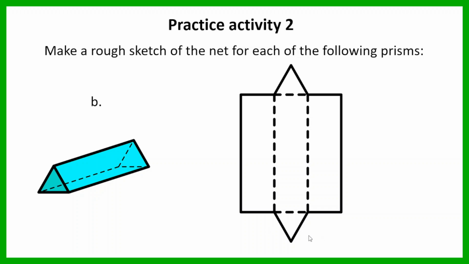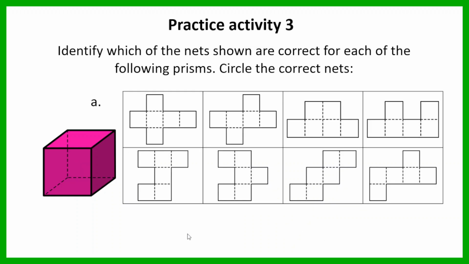Okay, now let's have a look at our next activity. In this activity over here, you have got a prism and you need to identify all the correct nets for this particular prism. In this case, you've got a cube and there are 8 different nets that have been drawn for this cube.